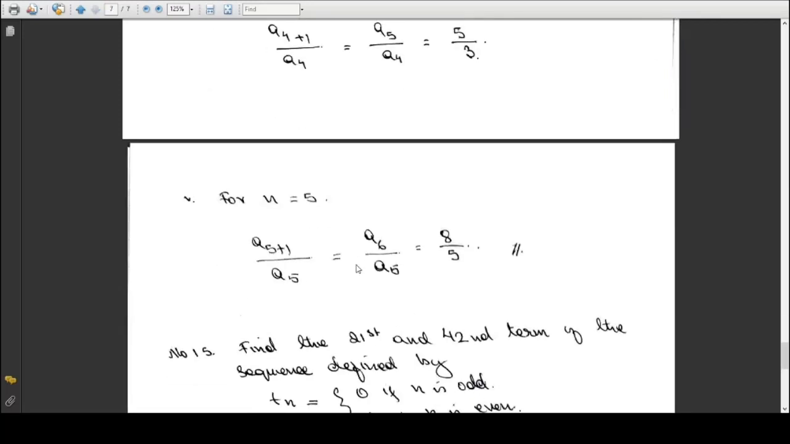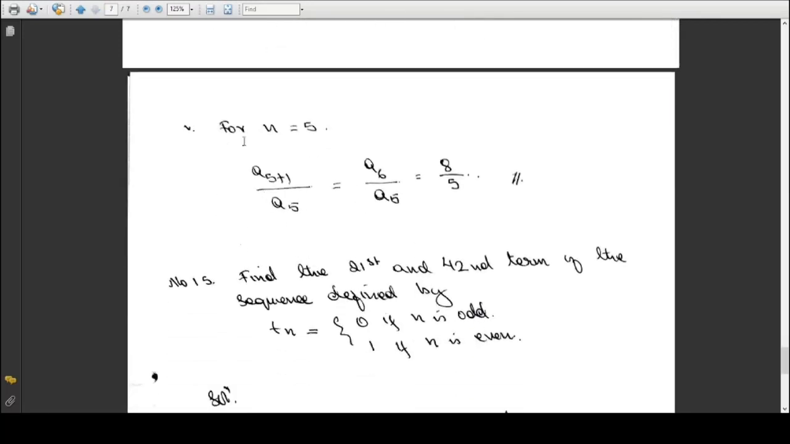And for the last one, n is equal to 5. Same thing, we have just to put the value. You'll get a6 by a5. a6 is 8 and a5 is 5. Okay, now we have found out the value of the term a(n plus 1) by an for all values of n from 1 up to 5.